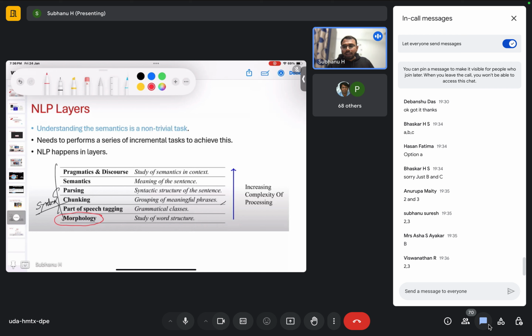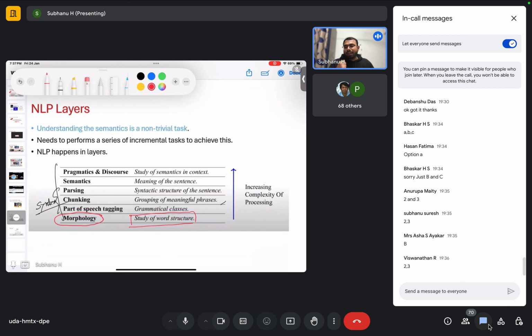Okay, so we are analyzing the morphology. Morphology means the study of word structure. So we are now studying the structure of a word. Basically, we want to determine the root of a word, from where the word came.